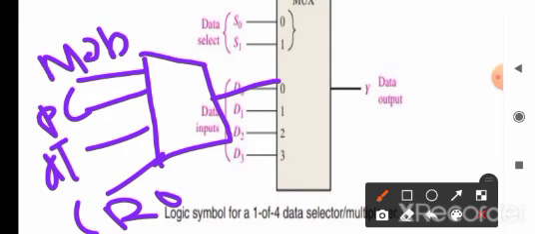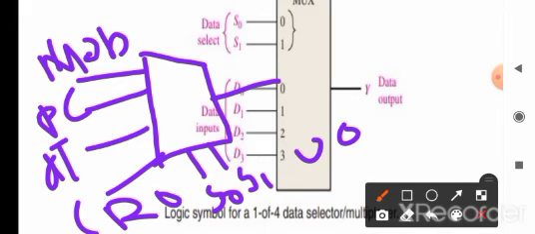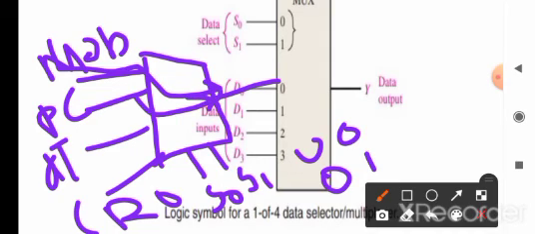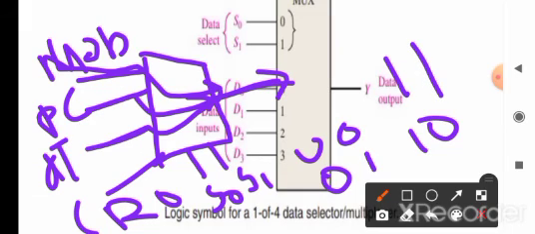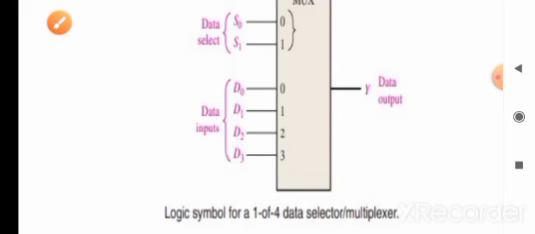So if you are selecting it, we are having two data select lines, S0 and S1. So when S1 S0 is equal to 0 0, we can transmit the information from mobile to the output. When it is 0 1, we can transmit the information from PC to the output. When it is 1 0, we can transmit the information from desktop to the output. When it is 1 1, we can transmit the information from CRO to the output. So this will be transmitted to the output.